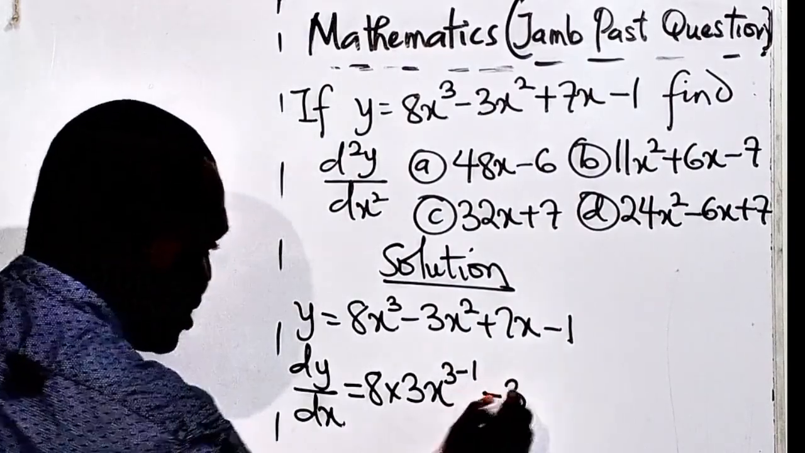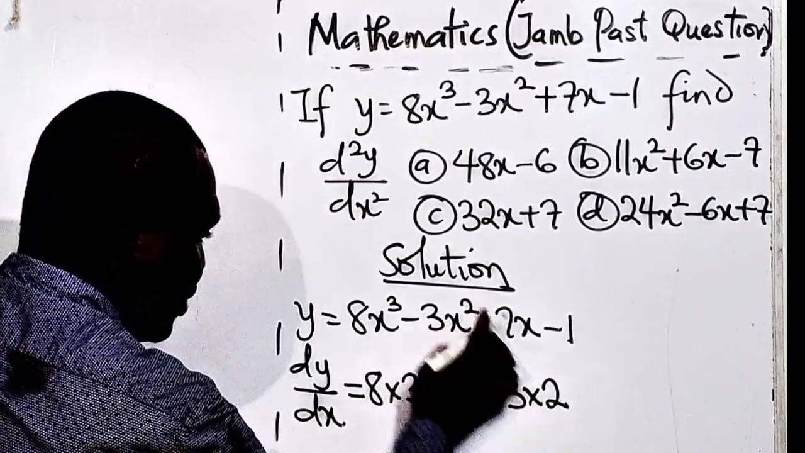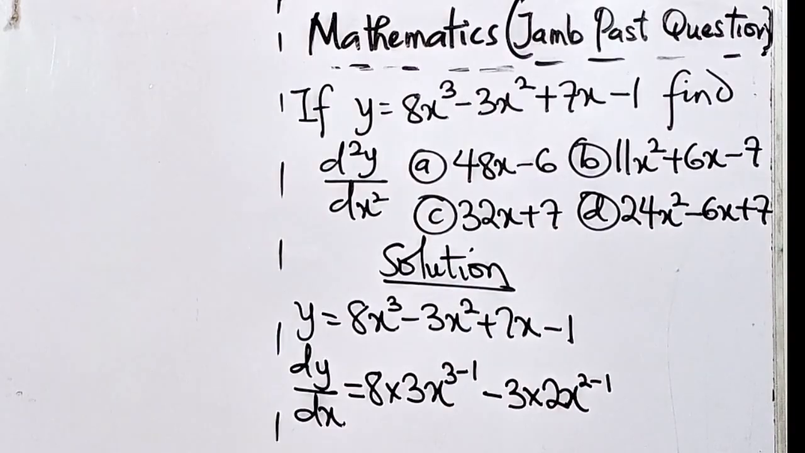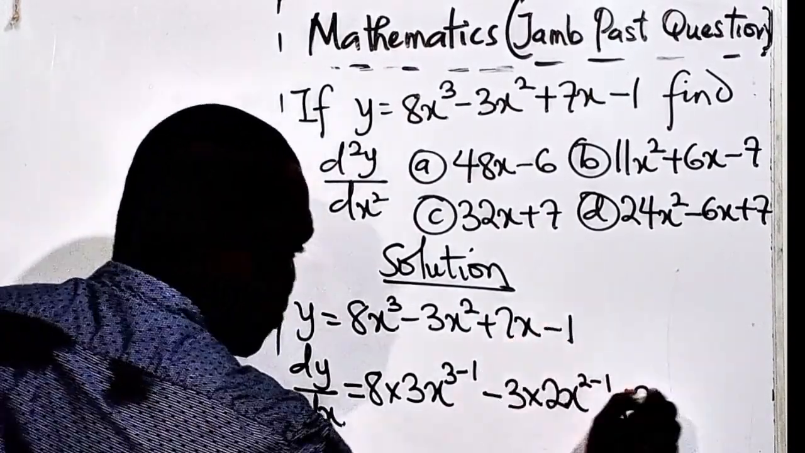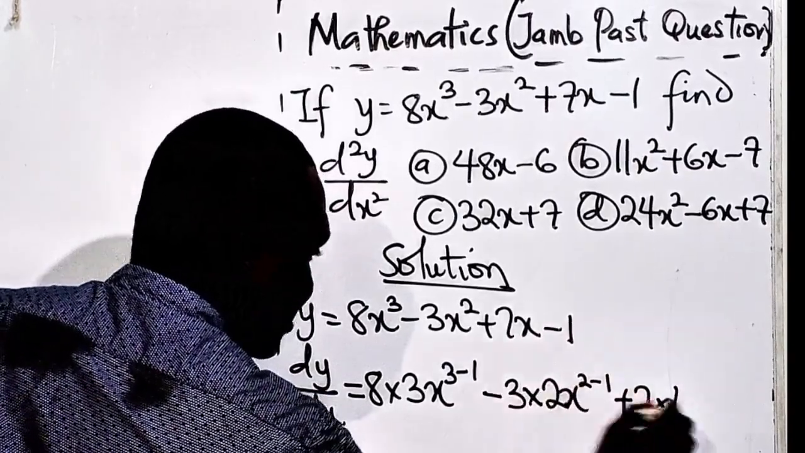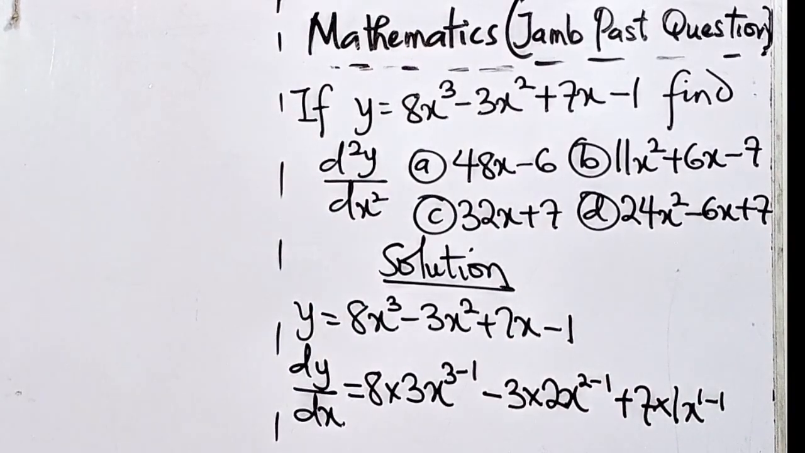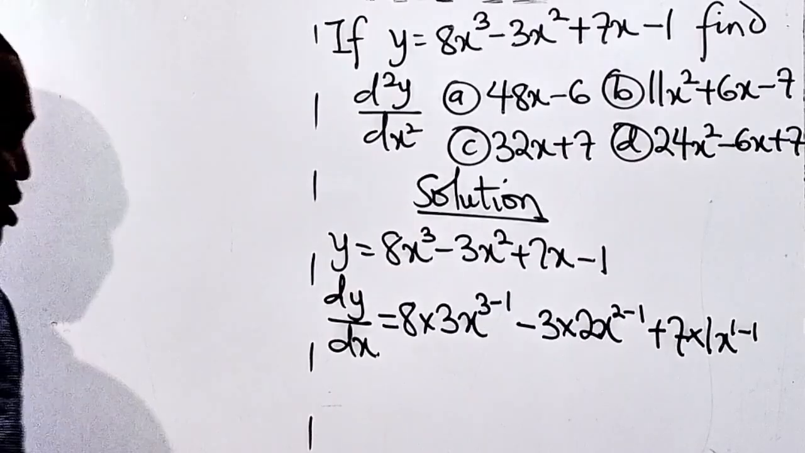So this minus 3, highest power of x is 2, so you bring down 2. So you write x squared again, and then you subtract 1. Am I communicating? Plus 7. Highest power of x is 1, so you bring it down. So you write x raised to the power of 1, and then you subtract 1. Now, what is left here is minus 1. Now, minus 1 is a constant. So if you differentiate a constant, you're going to get 0. So you let go of this because a constant gives us 0 if we differentiate it.